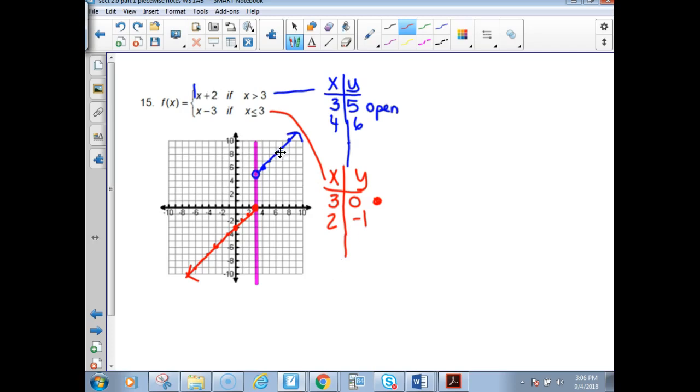So what if you were given this picture? Could you write the graph? We're going to find out because we are going to have problems like that.